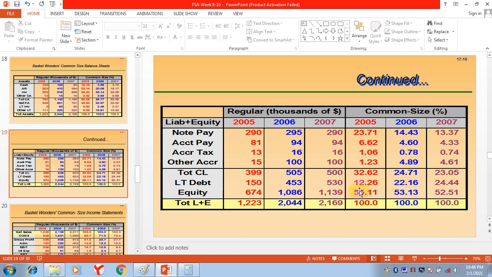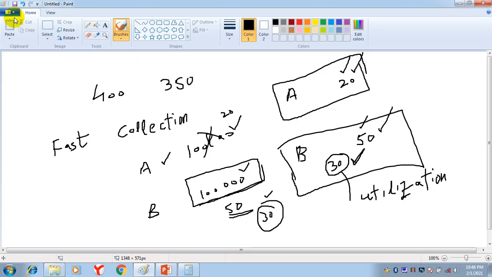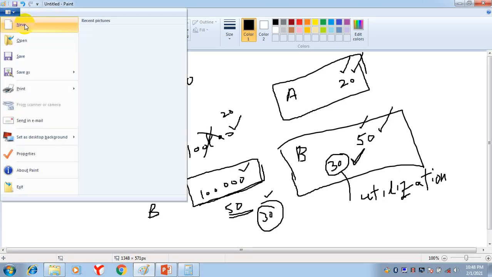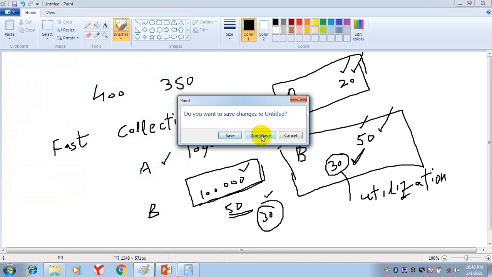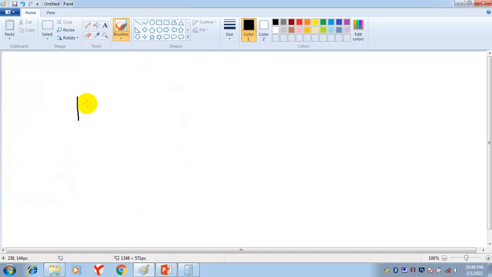Equity: when debt increases, automatically the equity will decrease. How? Suppose 100 is total assets, 20 is liability, and 80 is equity.